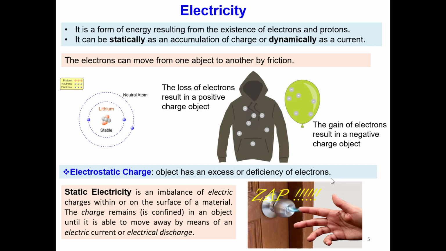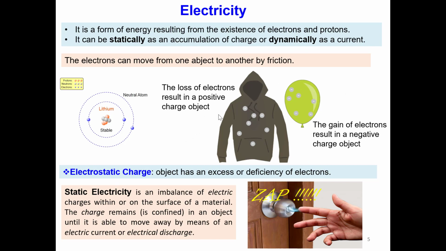But what happens before rubbing the objects? They are neutrally charged, meaning they have the same number of protons and the same number of electrons. In this example, we have a neutral lithium atom. We can see we have 1, 2, 3 electrons and 1, 2, 3 protons, meaning this atom is neutral. This atom has the same number of positive and negative charges.